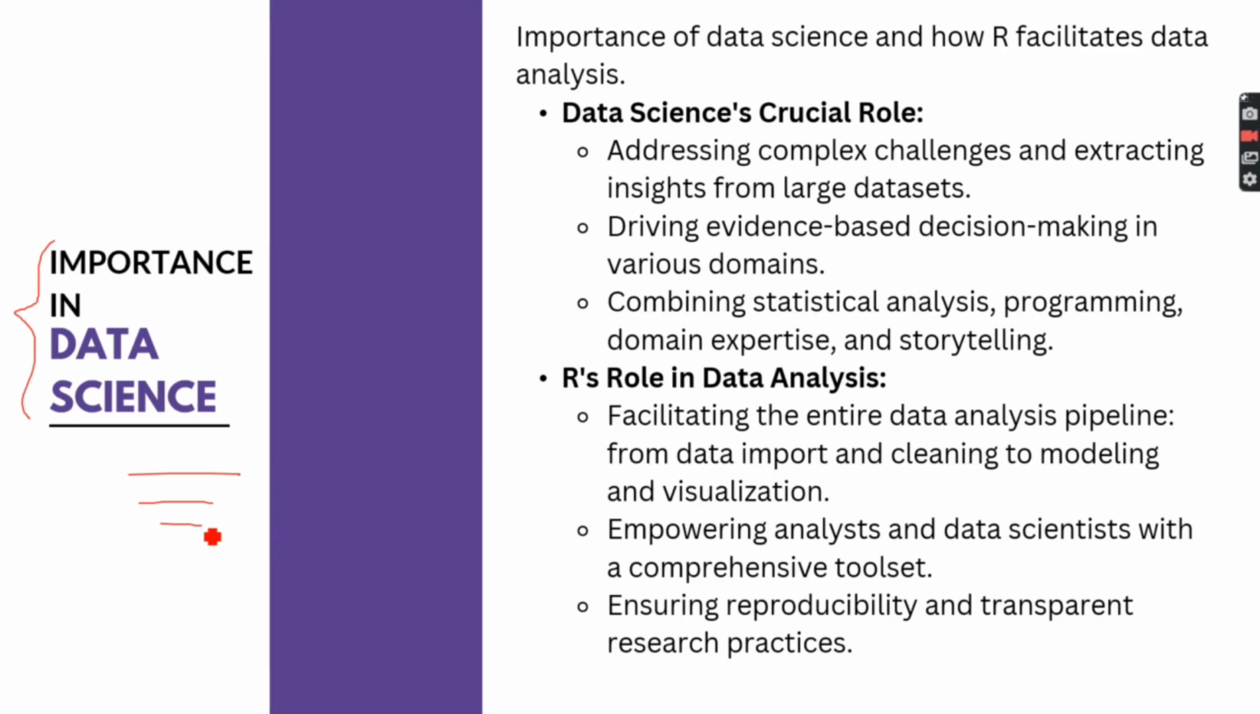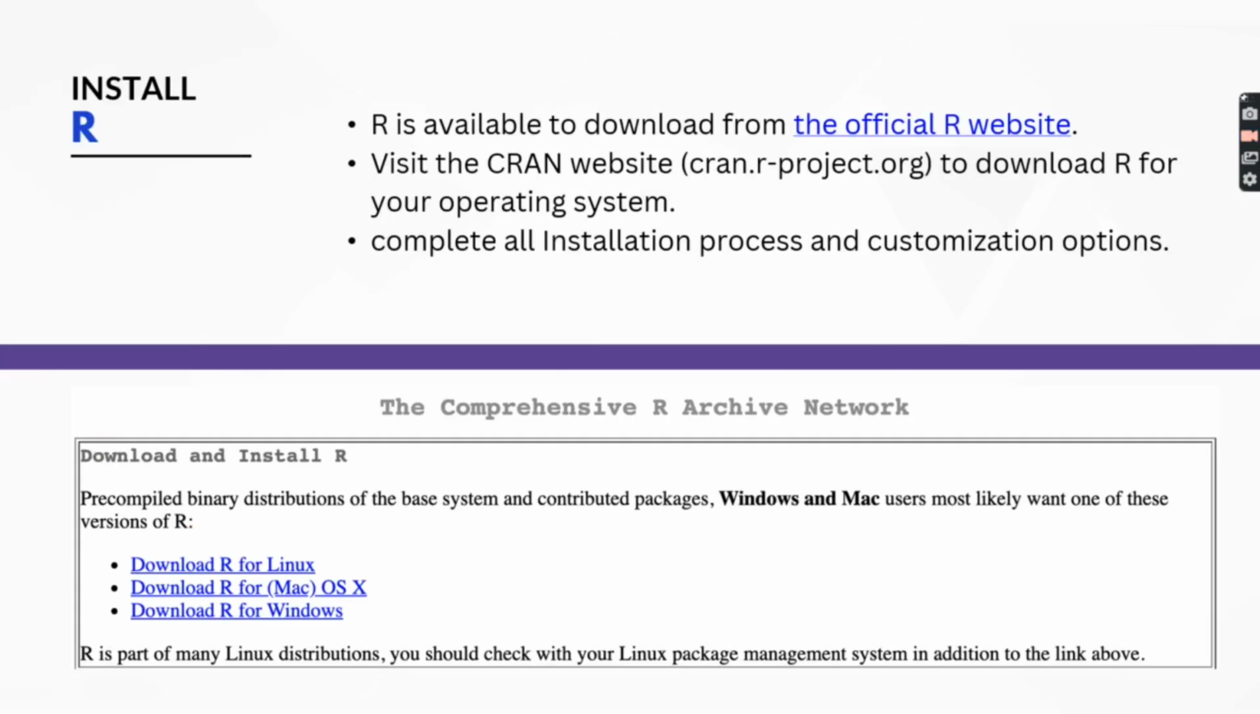Now, let's understand how we can set up R and RStudio. First, we'll install R. How? You just need to go to the CRAN website, cran.r-project.org. The website is here. This is the official R website. It's available for Windows, Mac OS, Linux, and every other operating system.